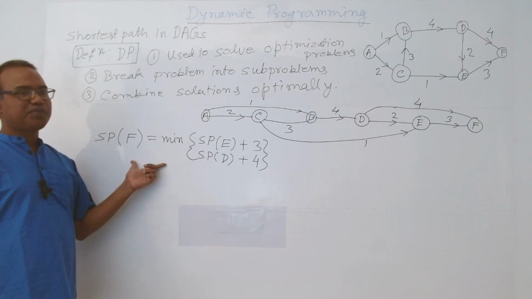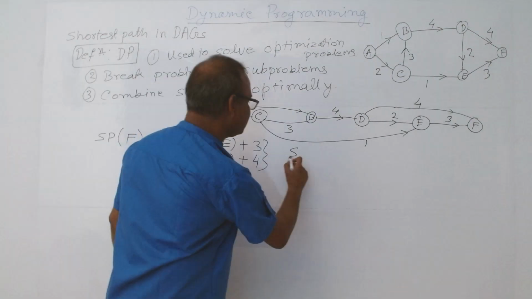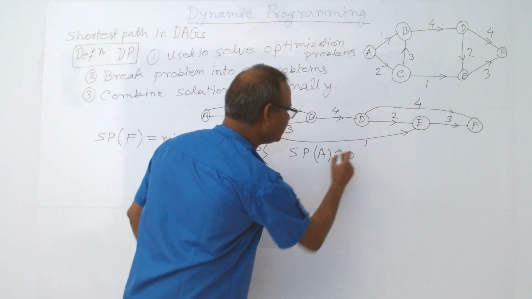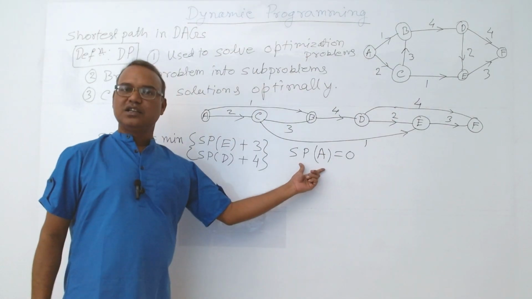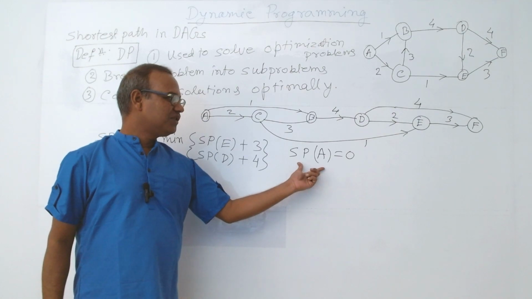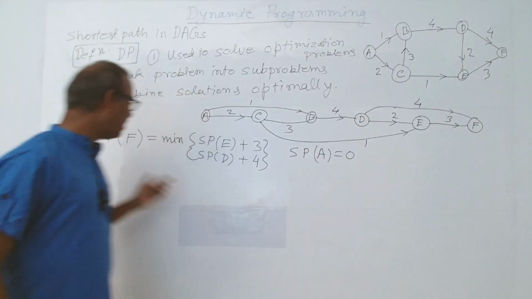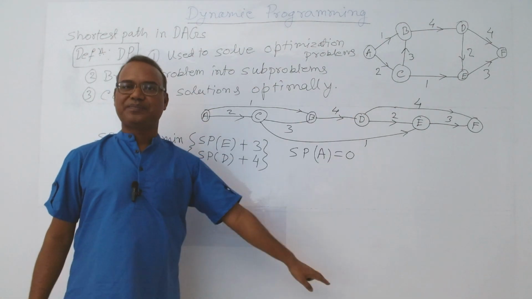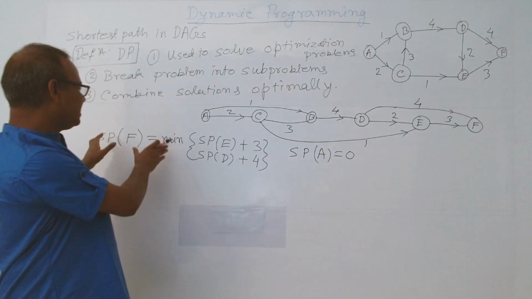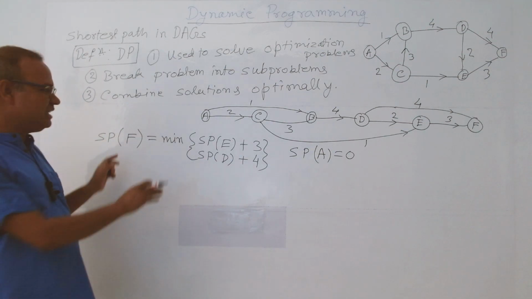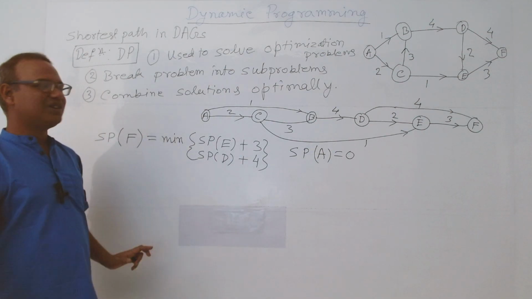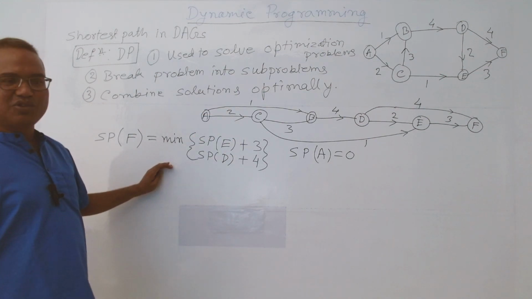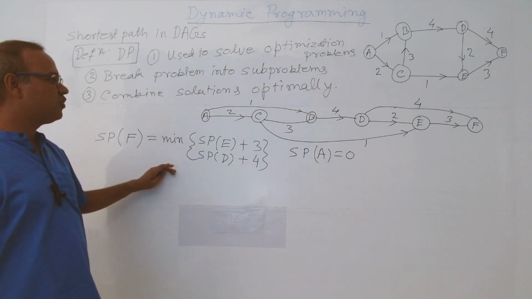What is the stopping condition? Shortest path at A is 0. This is the starting vertex. So I got the recursion and the stopping condition. Now I can solve it. If I directly call this recursion, it will create a long tree where there will be repetition. So that will be a costly recursion, and we will not go for that.